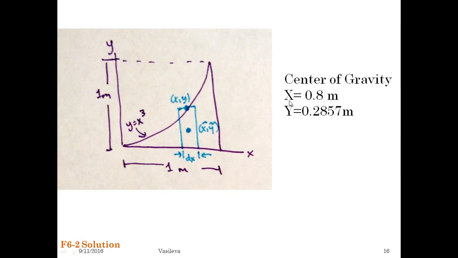So finally, x center of gravity is 0.8. I would say 0.8 is about here, and then y is about 0.3. So 0.3 is about somewhere here. So the center of gravity would be somewhere around this point right here. So that's how you find the center of gravity for an area along the xy axis.